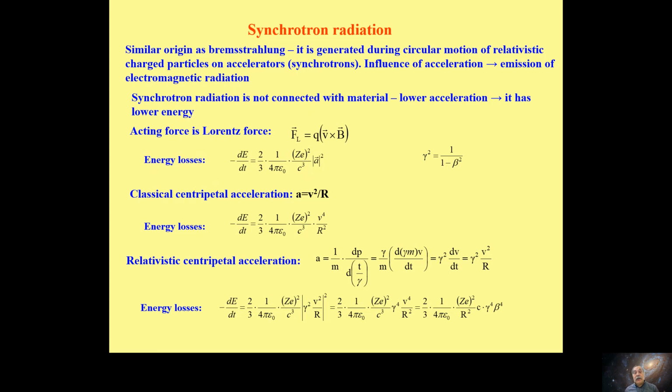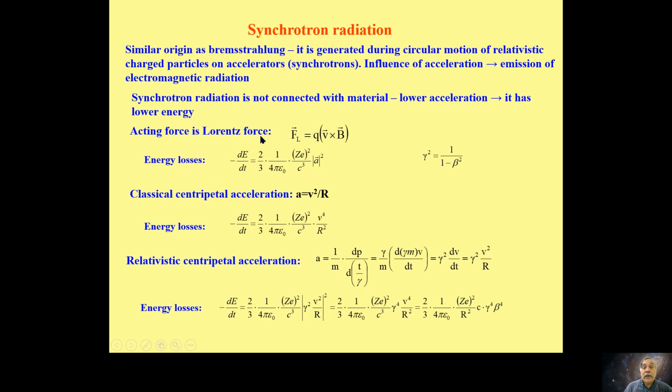And in this case, the intensity of the magnetic field and also this acceleration is much smaller than the acceleration produced by the nucleus in the matter in Bremsstrahlung radiation. This synchrotron radiation has smaller energies, and it is mostly nearer to Röntgen's X-ray radiation. This synchrotron radiation is not connected with material, but it is connected to the magnetic field.